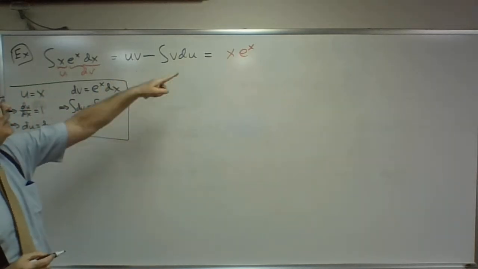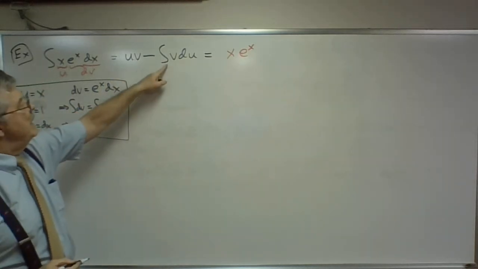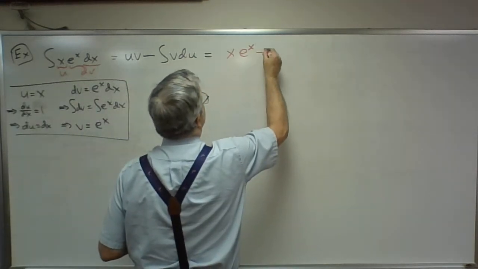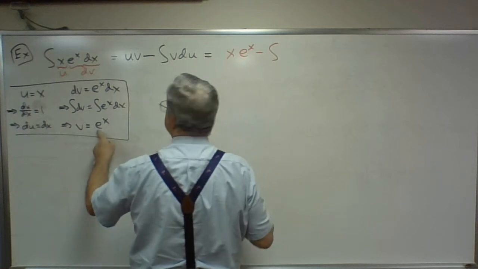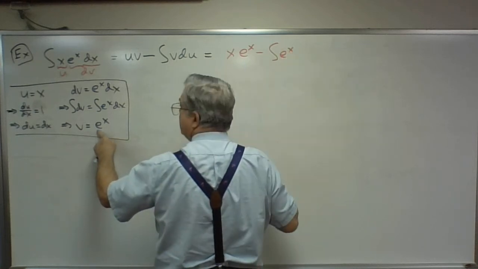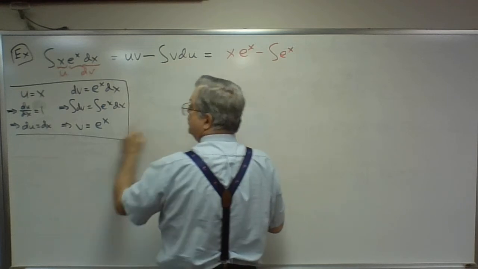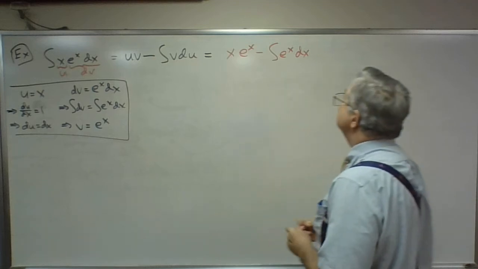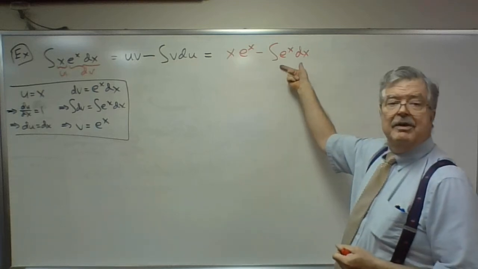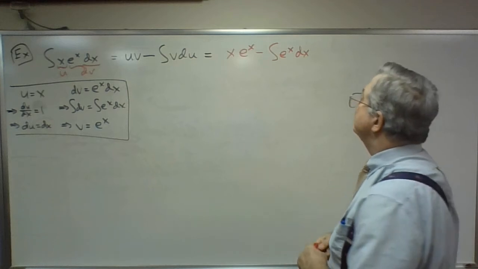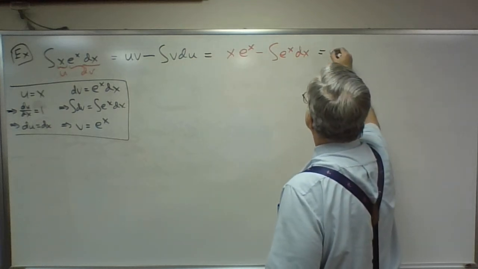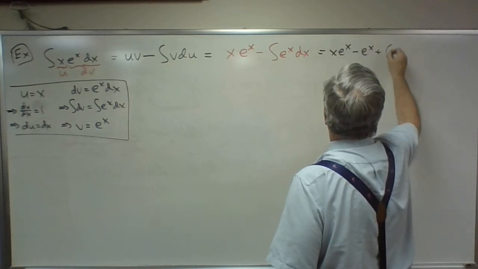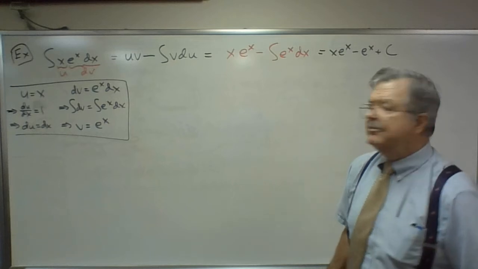So here's uv minus the integral of v, which is e to the x, du, which is dx. Oh my goodness, it can't get any easier than this. The integral that we're left with is something that we can compute. Bingo, we're done.